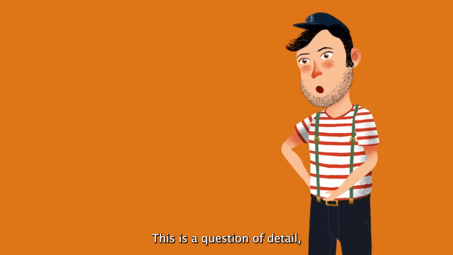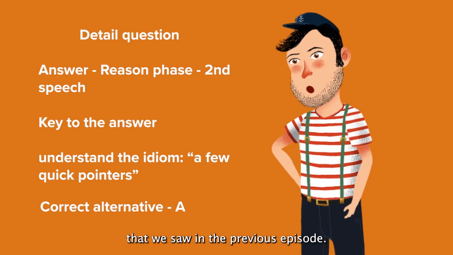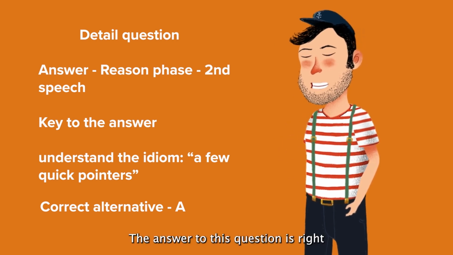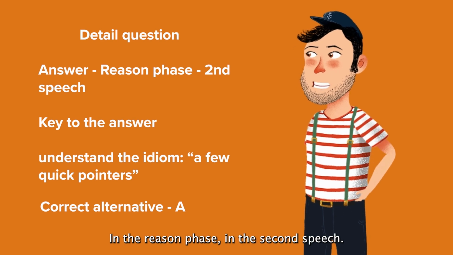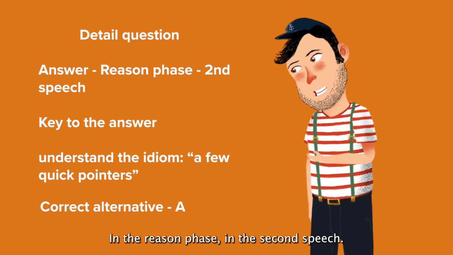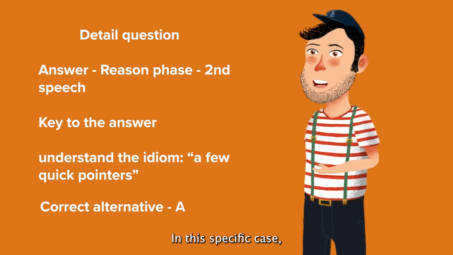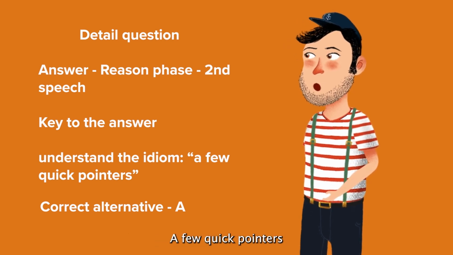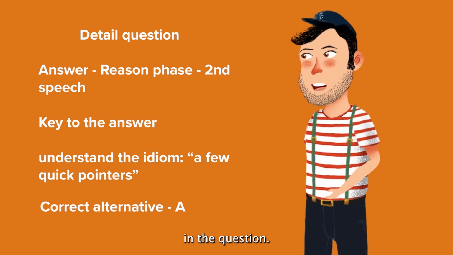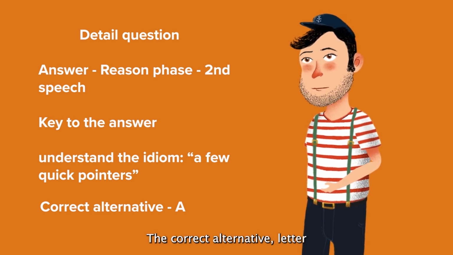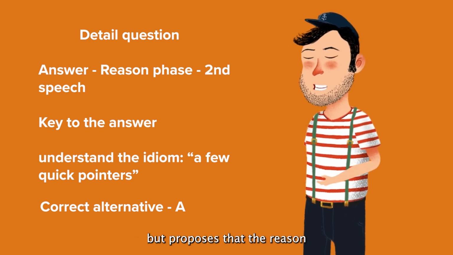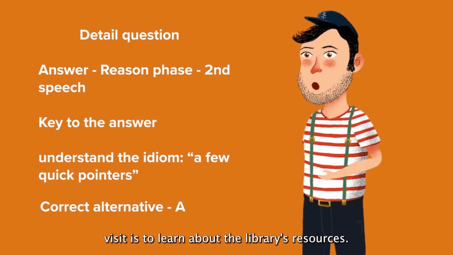This is a question of detail, a type of question that we saw in the previous episode. The answer to this question is right at the beginning of the recording, in the reason phase, in the second speech. In this specific case, the key to the answer is to understand the meaning of the idiom. A few quick pointers. In the question, the correct alternative, letter A, does not repeat the key expression, but proposes that the reason for the student's visit is to learn about the library's resources.